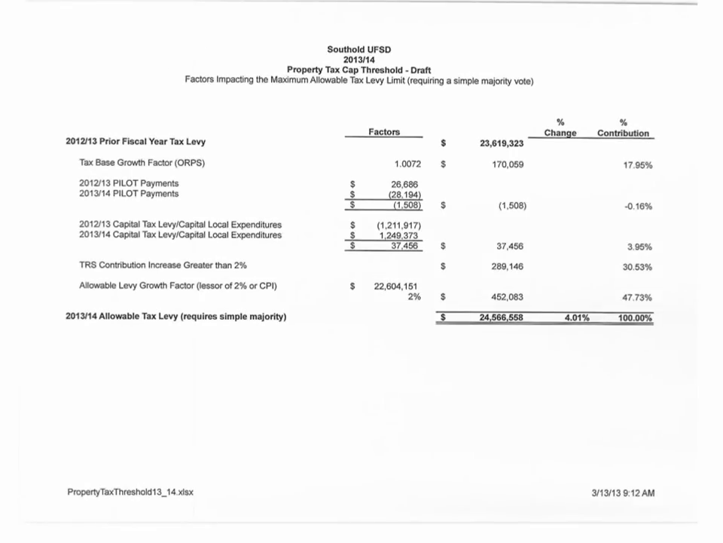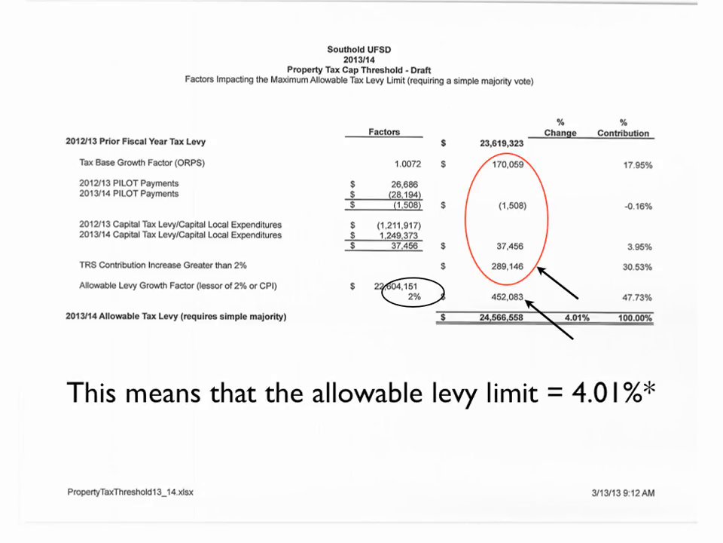Let's look at a simplified version for Southold. Here you will see that the areas that we just spoke about are represented in broad categories. The 2% that we referred to earlier comes out to $452,083, but the exclusions that were circled in red previously add to that amount, and that brings us to a total of what is allowable, which is 4.01%, which is at or close to the Suffolk County average.